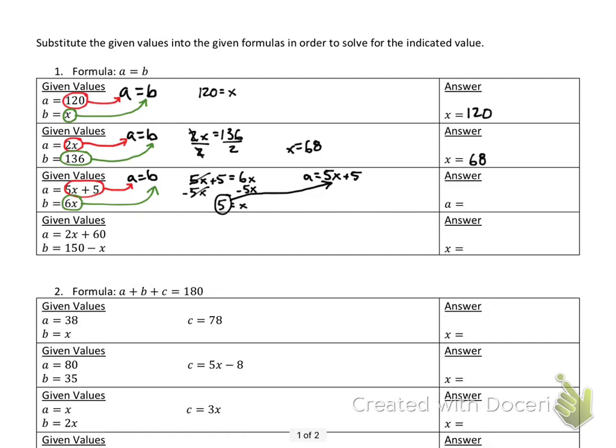You have to solve for x first every time. So if just right off the bat you want to go through and solve for x, that's good. But double check, that might not be your final answer. So now I've got a equals 5 times 5 plus 5, giving me a final answer of what? 30. So a equals 30.